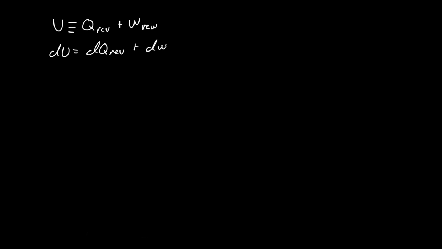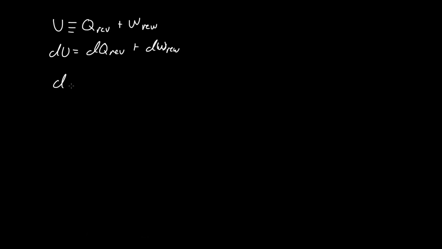So if we know that the internal energy is defined as Q for a reversible system plus the work of a reversible system, that is equal to U, the internal energy, then dU is equal to dQ rev plus dW rev, or the reversible work done by a system.